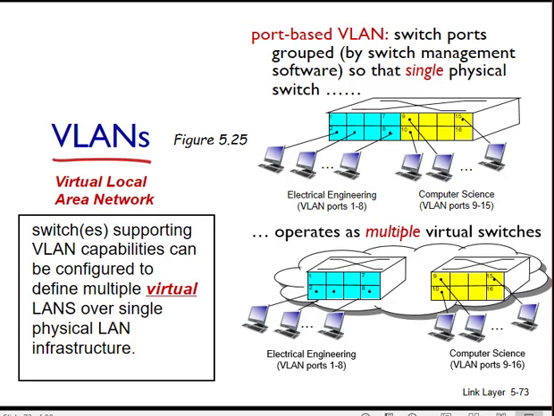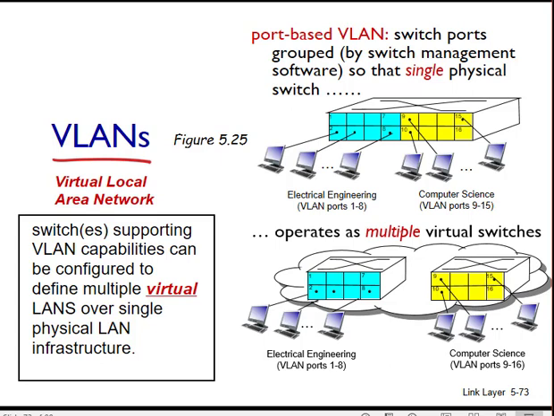Figure 5.25 shows a single switch with 16 ports. Ports 2 to 8 belong to the electrical engineering VLAN, while ports 9 to 15 belong to the computer science VLAN. Ports 1 and 16 are unassigned.